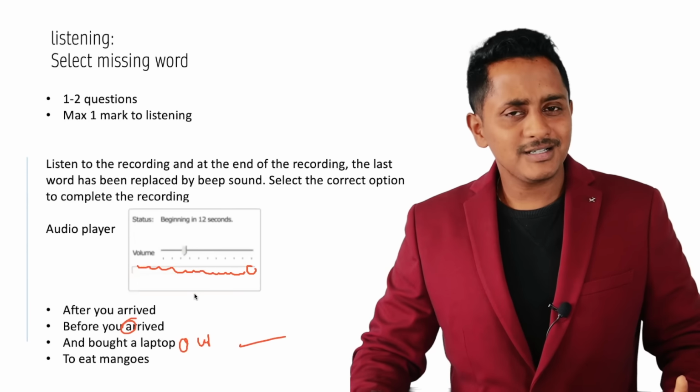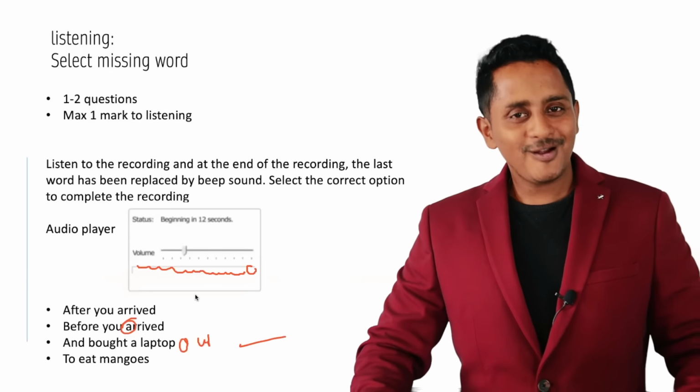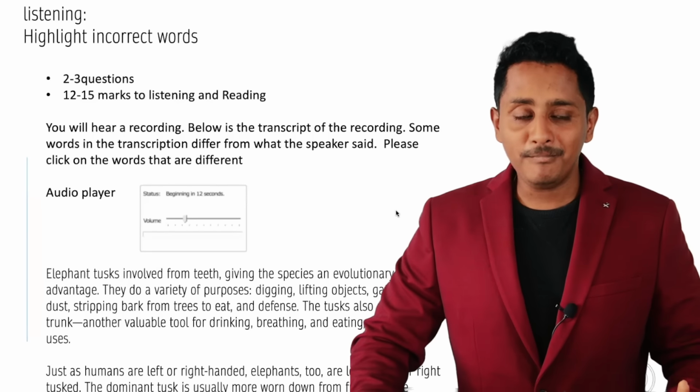So if you catch the correct answer, select one and move on. I mean, select the correct answer and move on. If not, select randomly one and move on. It's not going to make any difference to your scores.